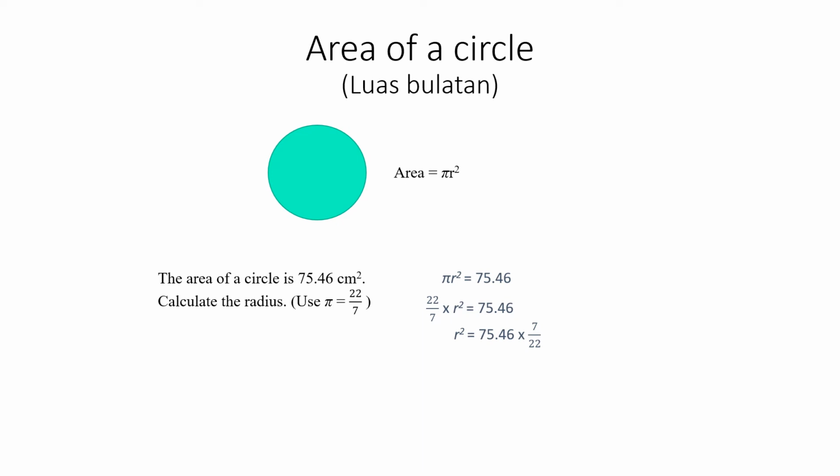75.46 divided by 22/7, which is equal to multiplying by 7/22. You can use your calculator to calculate, which is equal to 24.01. And r equals the square root of 24.01, which is equal to 4.9 cm.